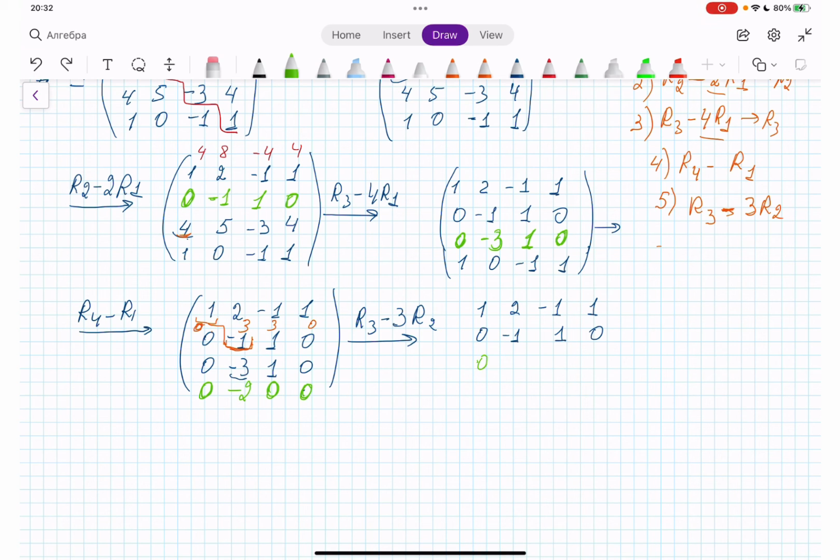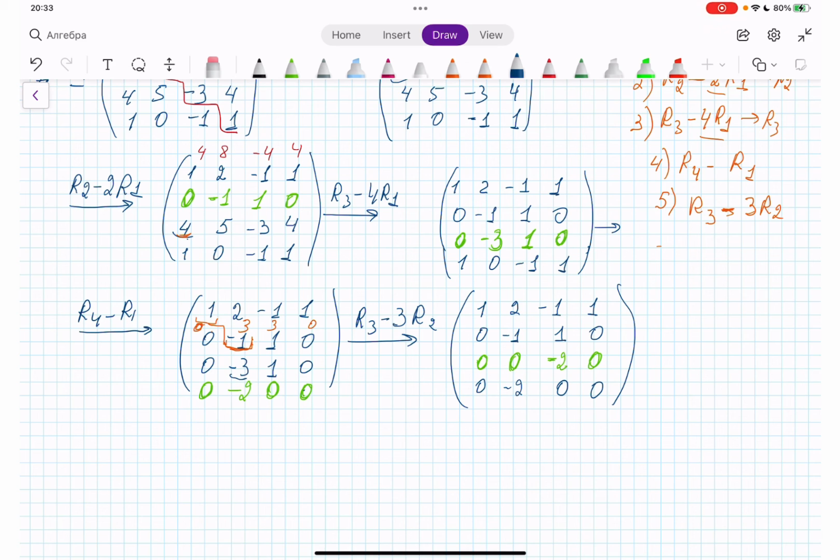Let me write down. Next, -3 minus -3. It's going to be -3 plus 3. It's going to be 0. Okay, we got this 0 that we wanted. Next, 1 minus 3. It's going to be -2. And 0 minus 0, well, it's going to be 0. And I'm rewriting the fourth line: 0, -2, 0, and 0. Okay.